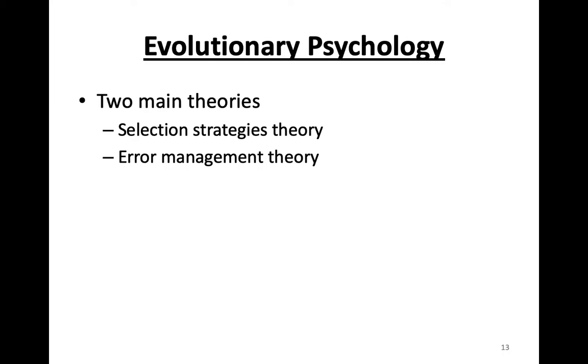All right, so in evolutionary psychology, there are two main theories. The first is sexual selection strategies theory, and the other is error management theory.